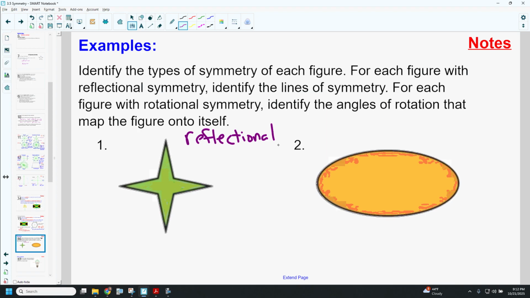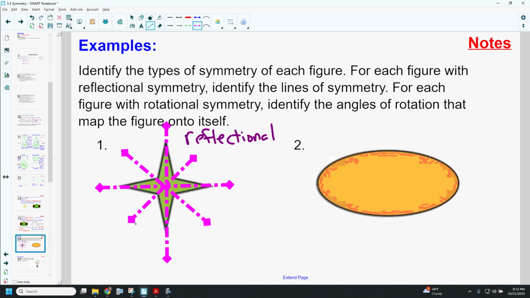Can I draw my lines of reflection? Yes, I can. Straight up and down cuts it. There's 1. Left to right, that cuts it. There's 2. I can also cut it diagonally 2 more times. So I have 4 lines of reflection that gives it reflectional symmetry.